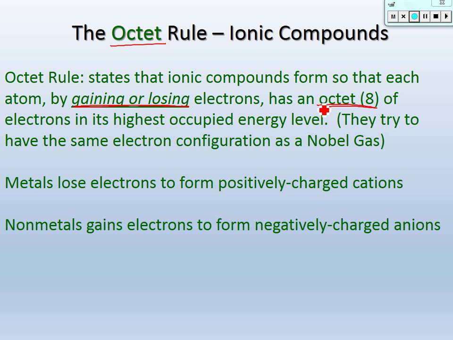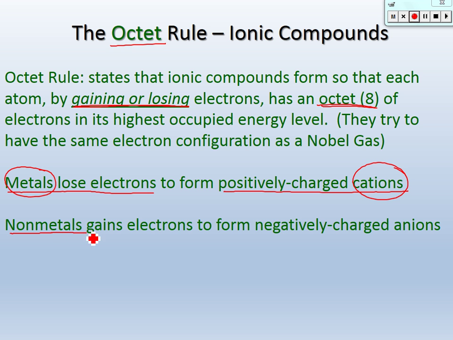Okay, so a couple of trends that you're going to notice. Metals will tend to lose electrons. Everything below the staircase, they like to lose electrons. And when they lose electrons, they form a positively charged cation. So the metals will form the cations.